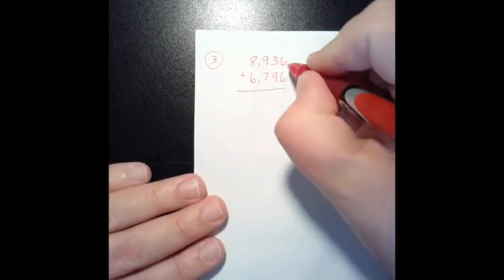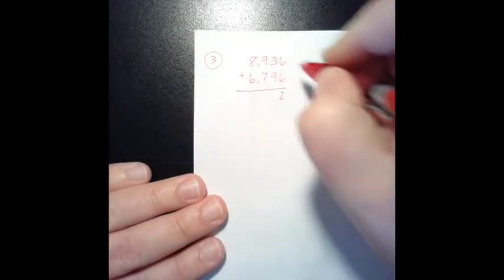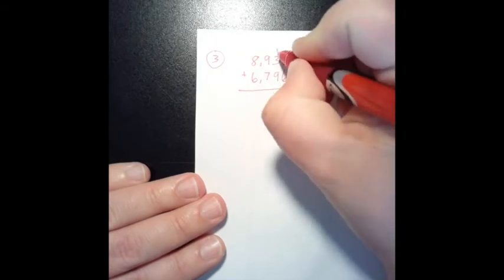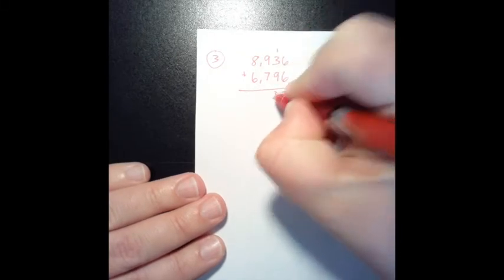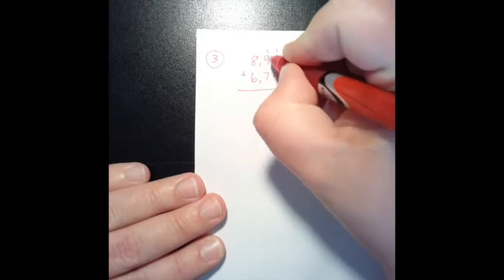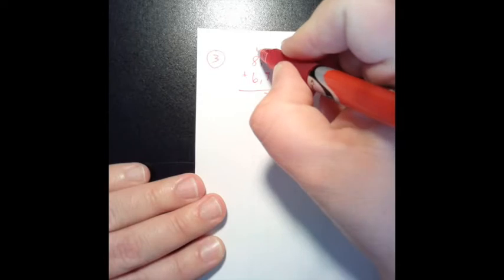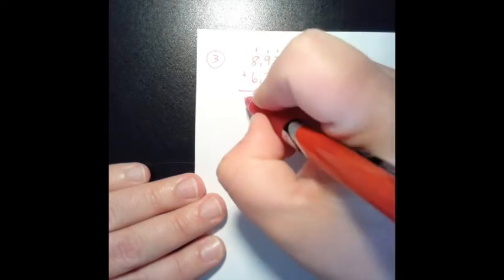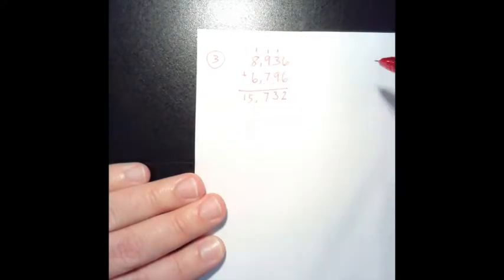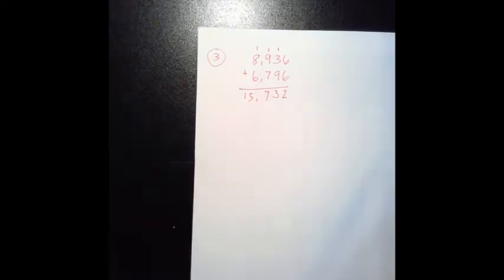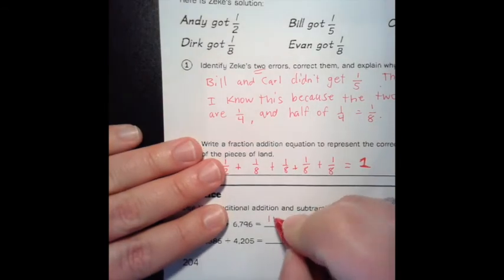So 6 plus 6 is 12. Carry the 1. 9 and 1 is 10, plus 3 is 13. Carry the 1 again. 9 and 1 is 10, plus 7 is 17. 8 plus 1 plus 6 is 15, for a total of 15,732. So I'm going to go ahead and transfer my answer. 15,732.